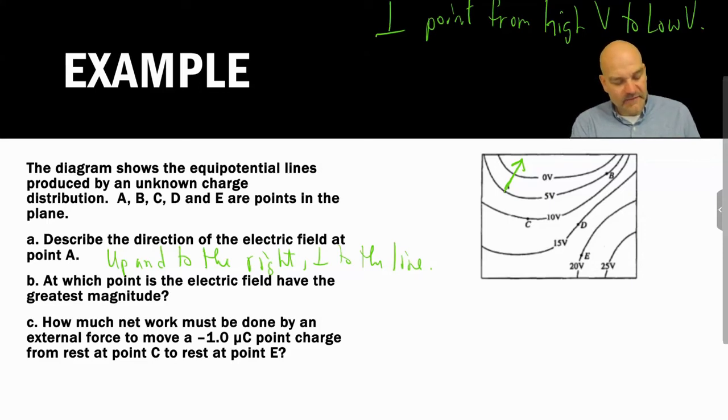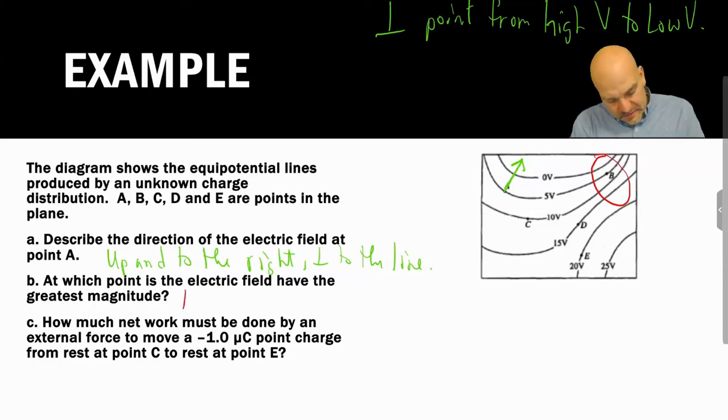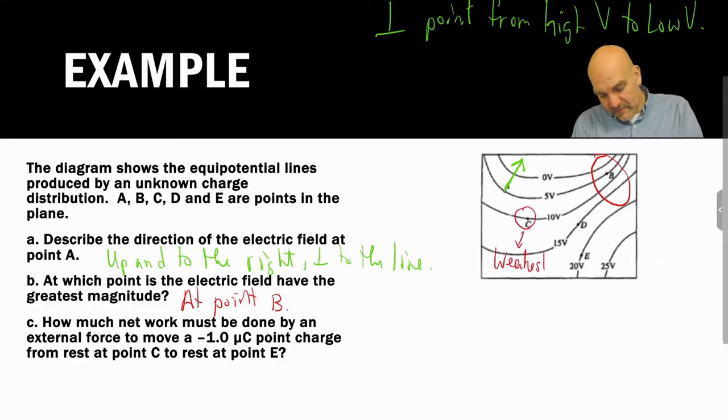Now, at which point does the electric field have the greatest magnitude? That's very easy. See all these lines around B? One of the last things I said before this example was that the closer the lines are together, the stronger the field is at that point. So it's going to be at point B. The weakest is in the C area, because the lines are more spread out.